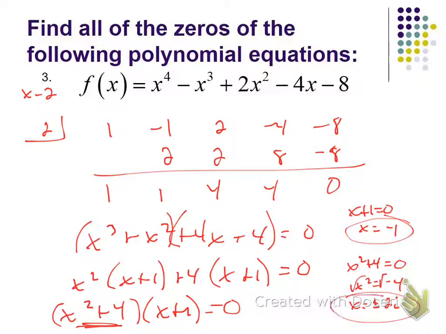So 2 of our solutions are real solutions. The other 2 are imaginary, which is why we only saw the graph hit the x-axis in 2 spots. Right? So all of our solutions, if we wanted to write those out, would be 2, negative 1, 2i, and negative 2i. Okay? And yes, that is a negative 1.